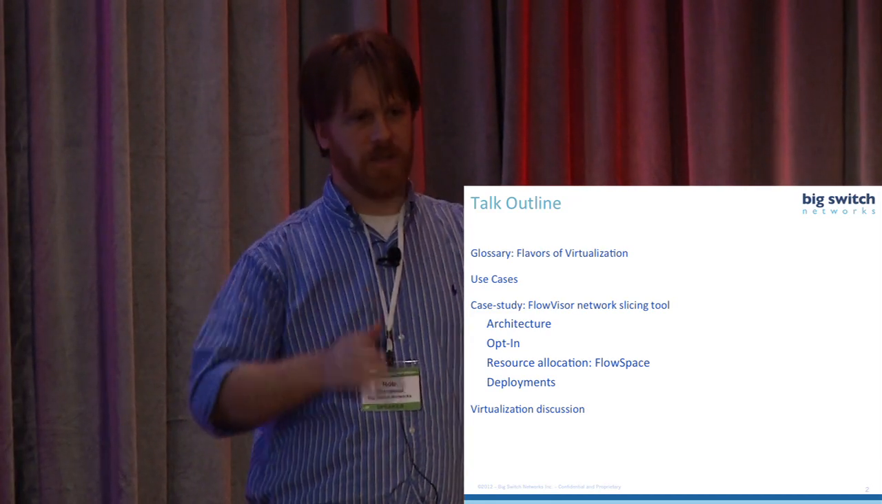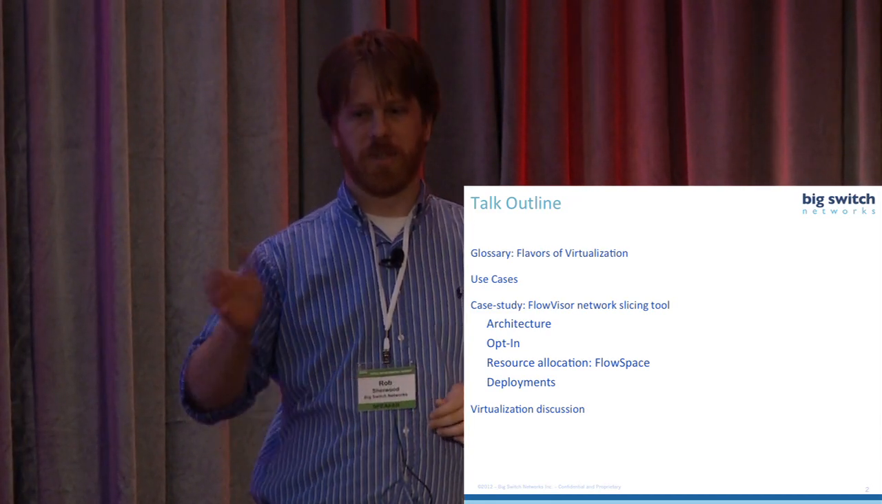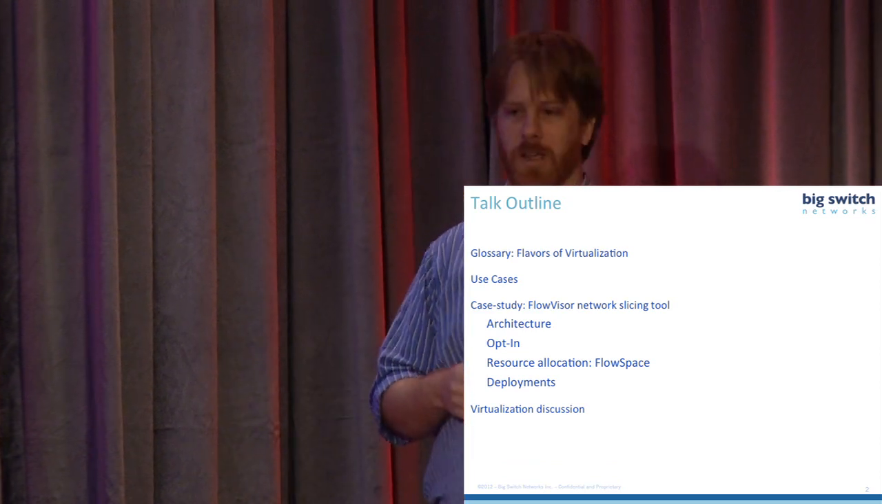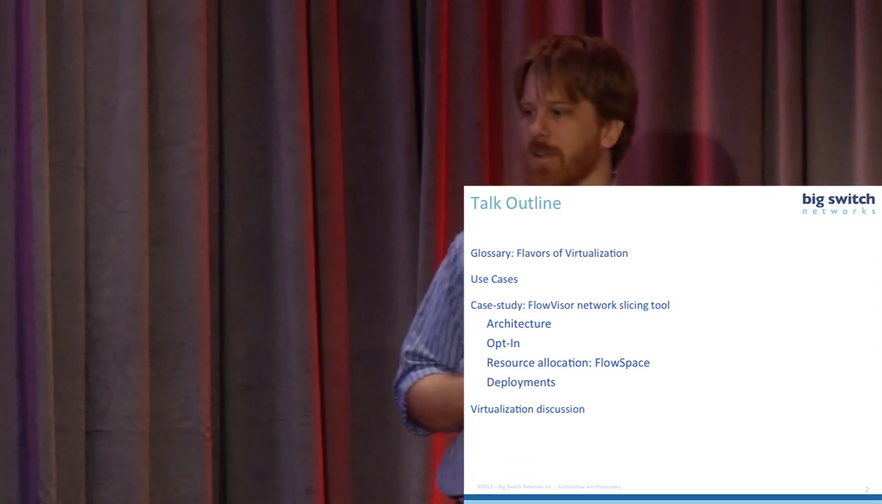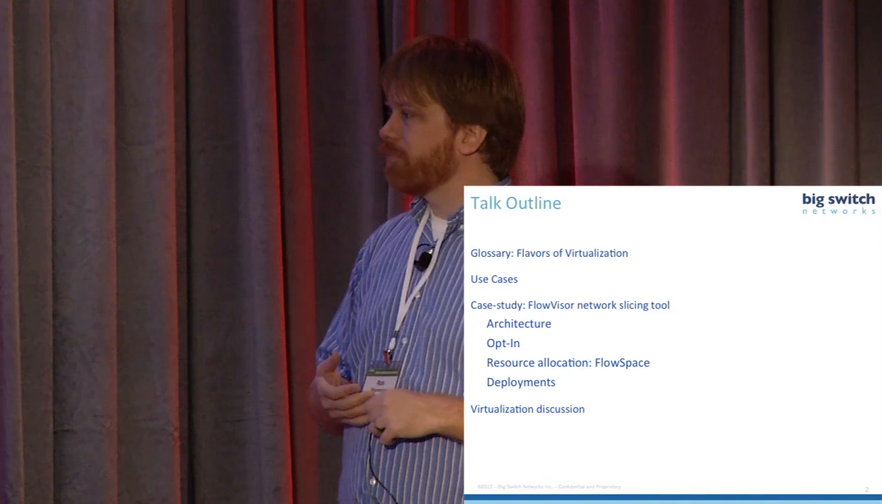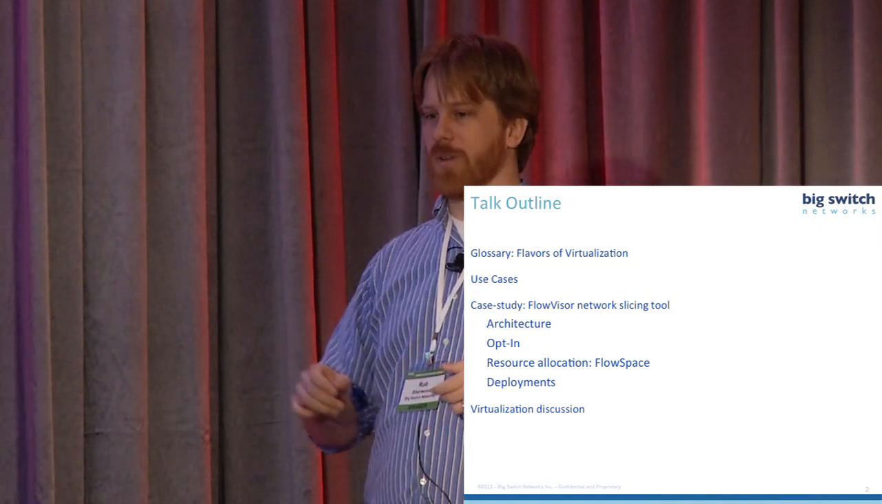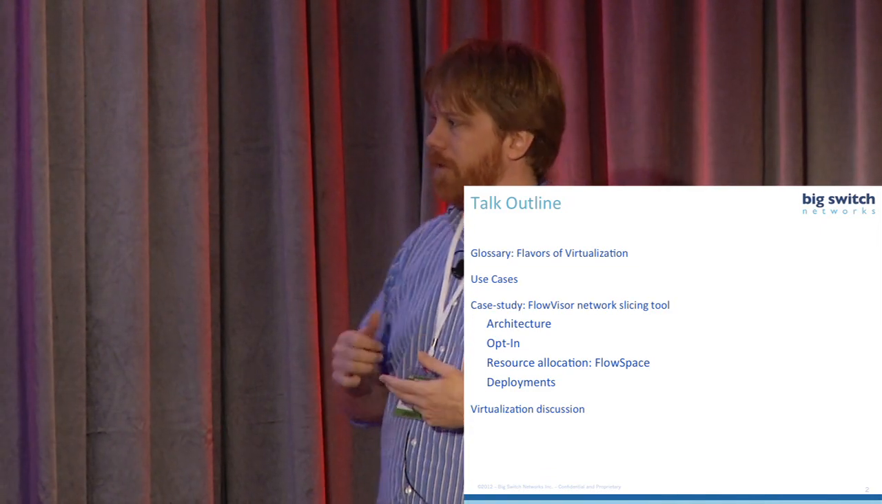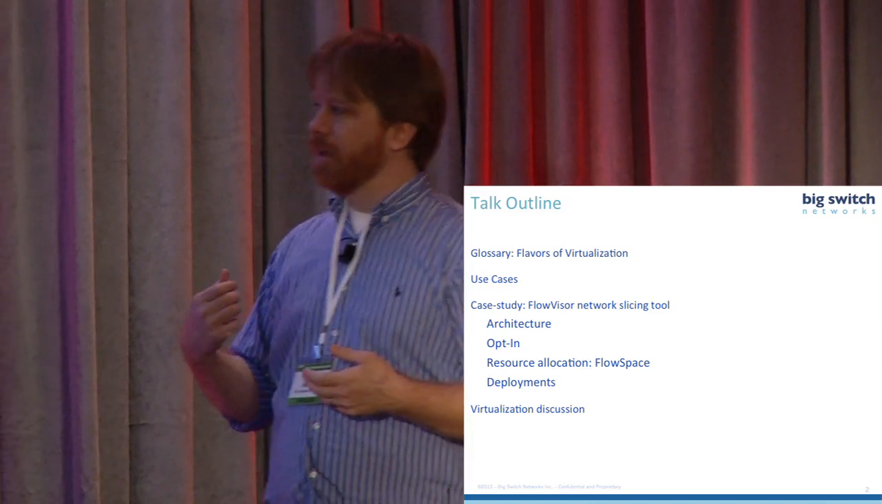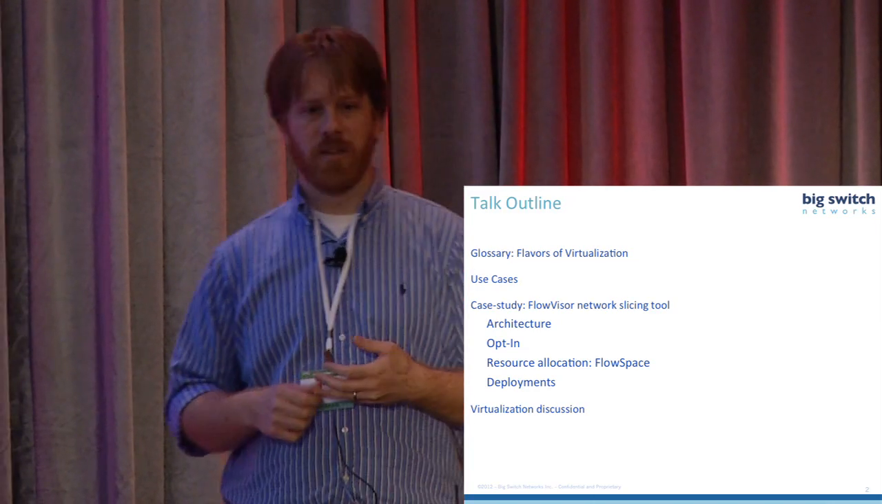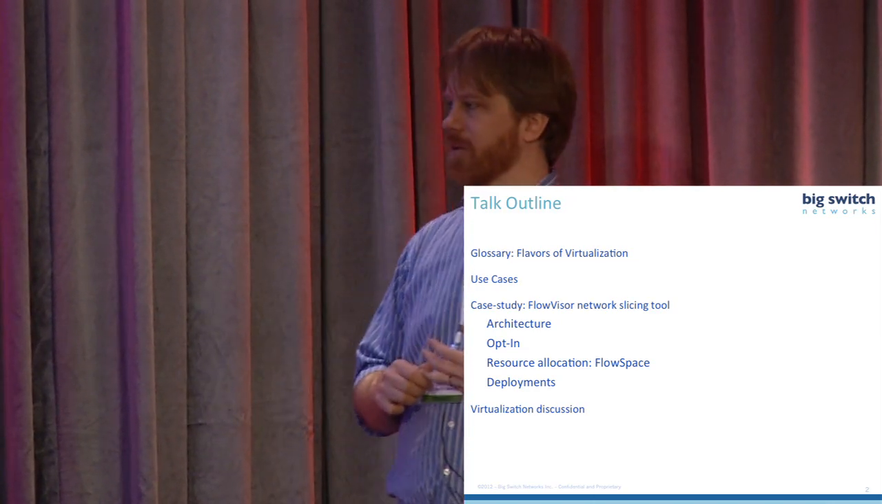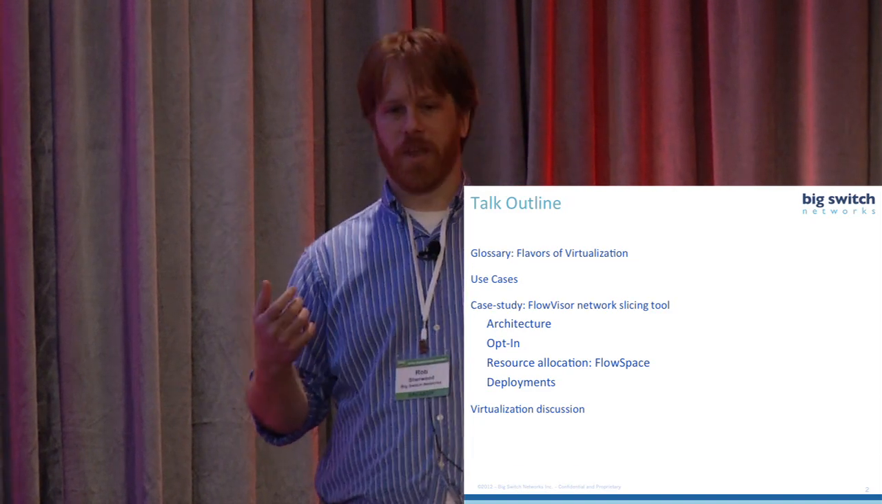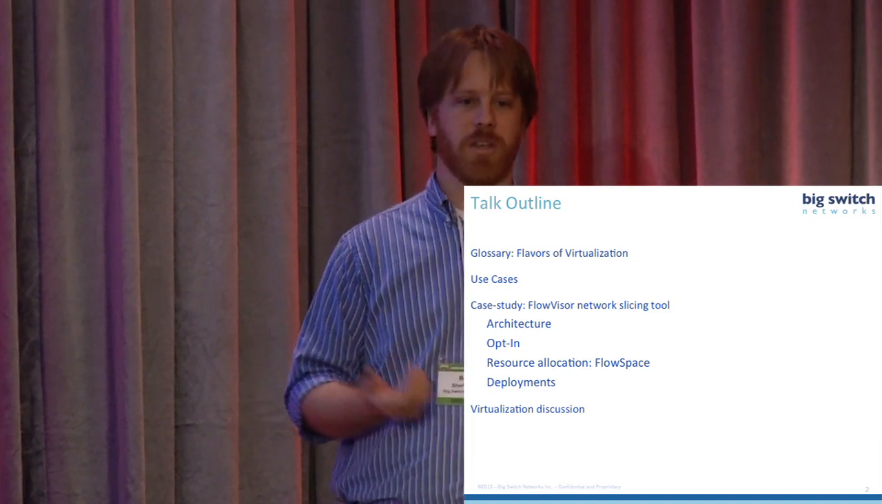I'm going to quickly move, because this is an engineering tutorial, from a high-level, hand-wavy what is virtualization to a very solid case study in a specific tool that I spent 2 or 3 years working with Brandon and others developing called the FlowVisor. And I'm going to get into the FlowVisor's architecture, this thing that we're going to call opt-in, how we allocate resources in these virtual networks, and specifically this resource that we call FlowSpace, which is the set of headers that you're allowed to control.